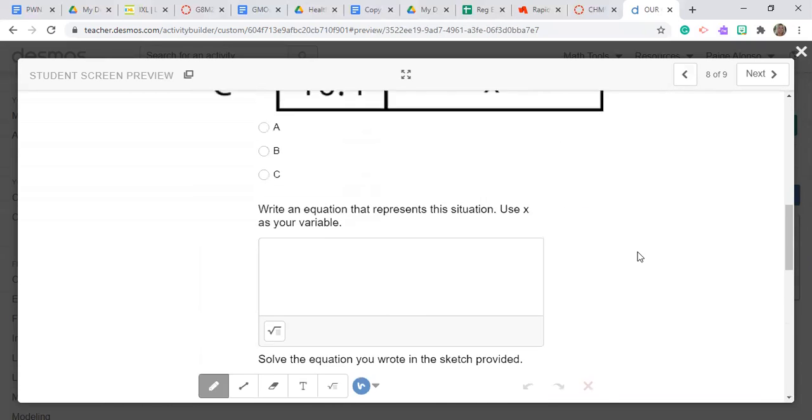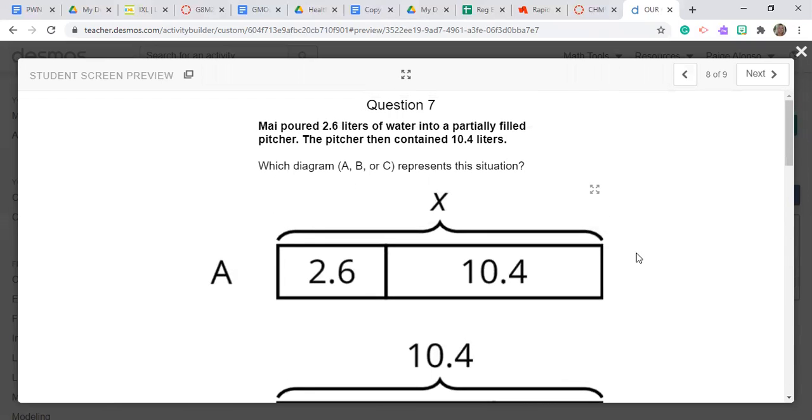Okay, and that brings us to the end of the test. So go back and review your answers, and you can go ahead and submit when you're finished.